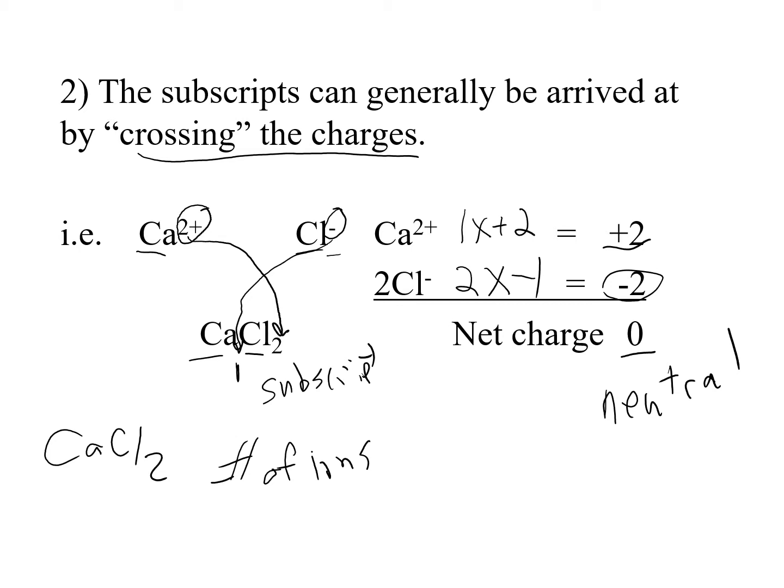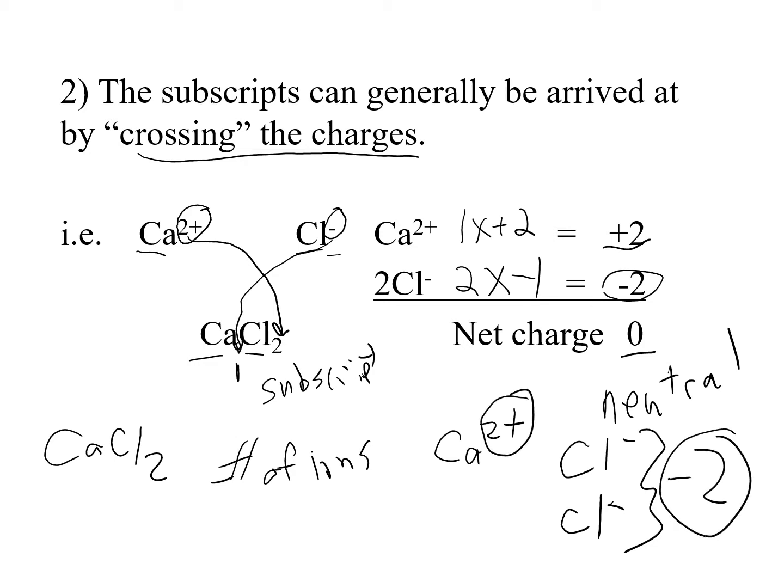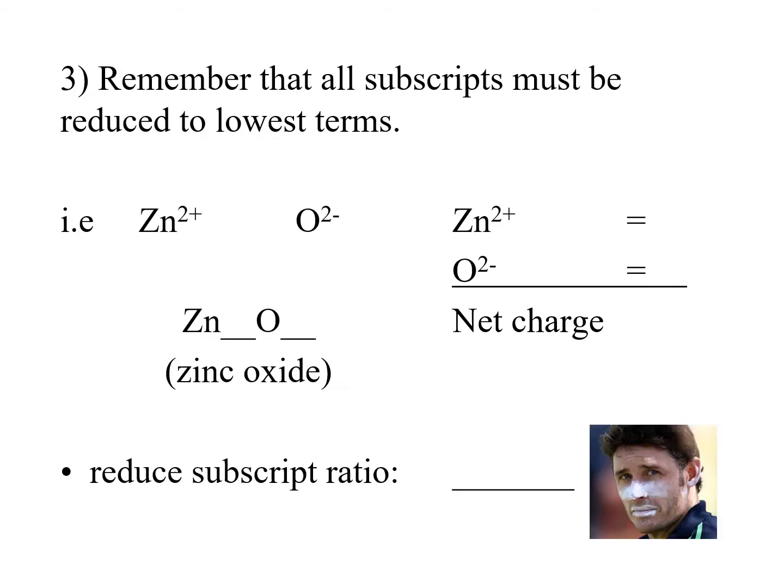You can also visualize this if you wanted to. We said we have 1 calcium ion and 2 chloride ions. Each chloride ion has a -1. So my overall charge, if I add these two together, is a -2. So the -2 charge balances the +2. So this crossing the subscripts is a shortcut way to determine your ionic compound.